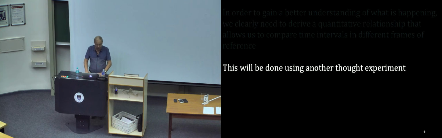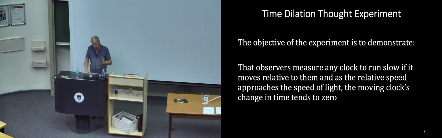I'm going to do this using another thought experiment, and the objective of the experiment is to show that observers measure any clock to run slow if it moves relative to them, and as the relative speed approaches the speed of light, the moving clock's change in time tends to 0. So if I were to take off in a rocket ship from here and move away ultimately at the speed of light, the observer on Earth would see the time in my rocket ship stationary. The person in the rocket ship wouldn't see a change in time, but the person on Earth would.